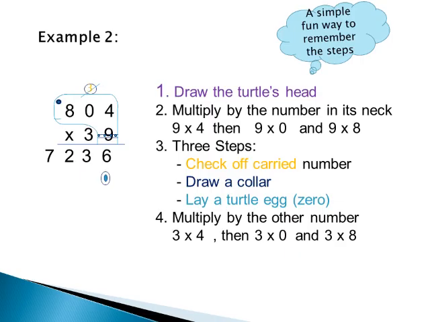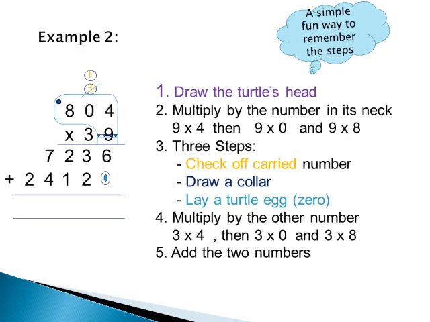Now multiply by the other number 3. 3 times 4 equals 12. Write 2 down, carry 1 to the next column. Then 3 times 0 equals 0 plus 1 equals 1. Write 1 down. And 3 times 8 equals 24. The last step is to add the two numbers. So, 804 multiplied by 39 is 31,356.